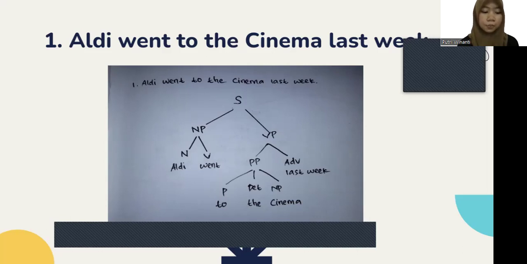The verb is went. Went is the main verb of the sentence. And the preposition phrase is the phrase that includes the preposition and its object. The preposition is to. The noun phrase is the object of the preposition. The determiner is the article modifying cinema, and the noun is cinema, the object of the preposition to. And the adverb phrase is the phrase indicating time, modifying the verb went. The adverb is last week, indicating when the action took place.